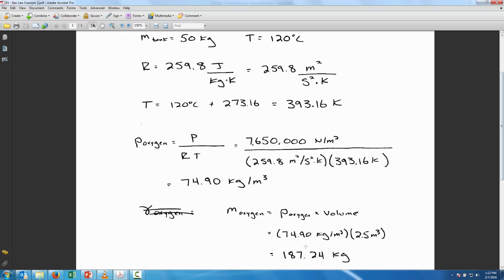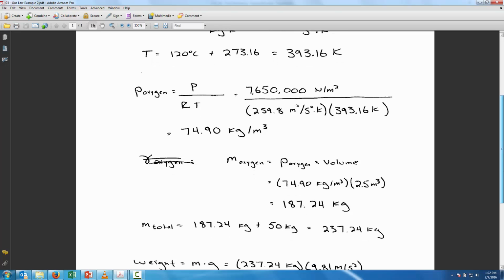So once you find the density, then you can find the mass of the oxygen. So the volume of the container times the density gives you the mass of the oxygen. I found the total mass and then convert it to weight.